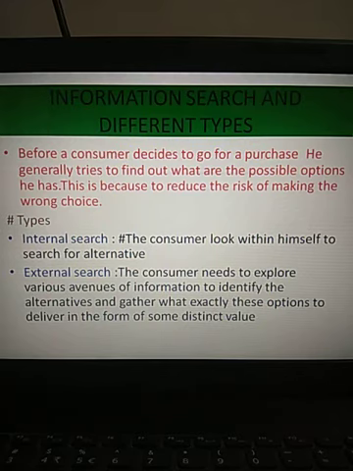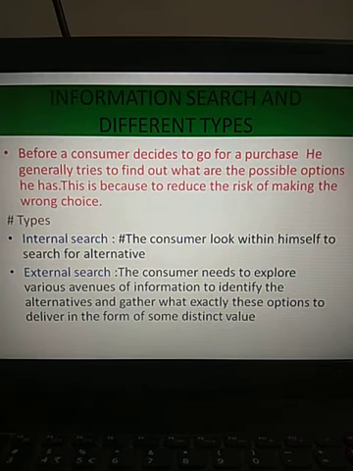Every consumer will perform these things, to avoid having that risk, that disadvantage finally. So what is information search? Before a consumer decides to go for a purchase, he generally tries to find out what possible options he has. This is to reduce the risk of making the wrong choice.